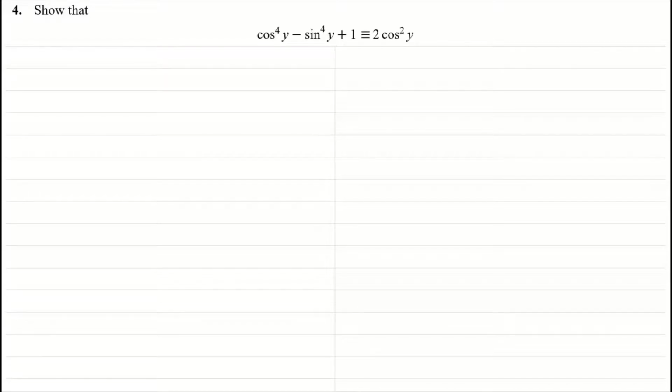Okay, moving on to example 4. Now, this is quite interesting. We've got a very complicated looking left-hand side, and the reason I say that, of course, is because we have these power 4s here and here. Notice that power 4, although slightly off-putting, is an even power, and we're finding the difference between the cos to the power 4 y and the sine to the power 4 y. So this is the difference of 2 squares.